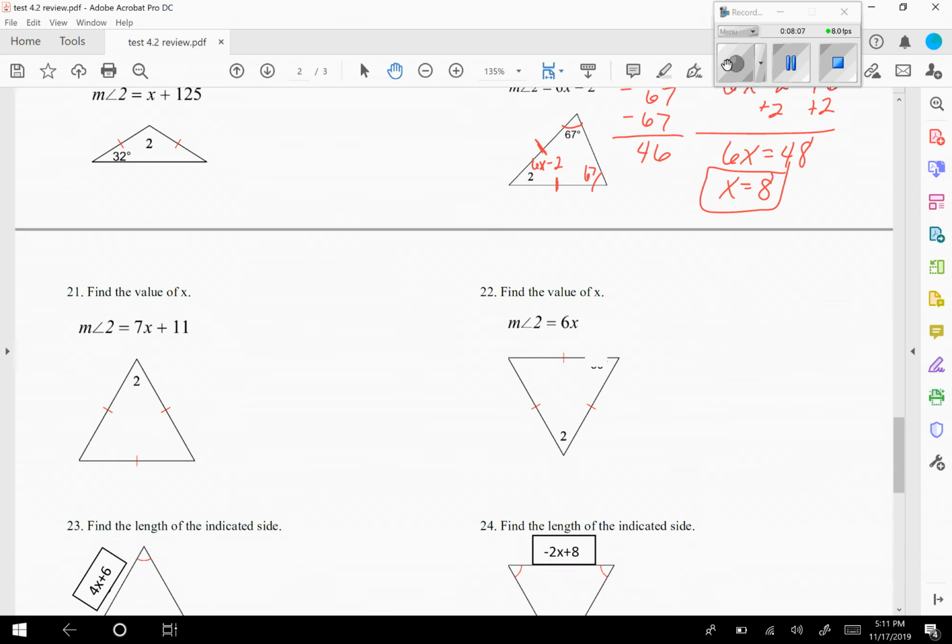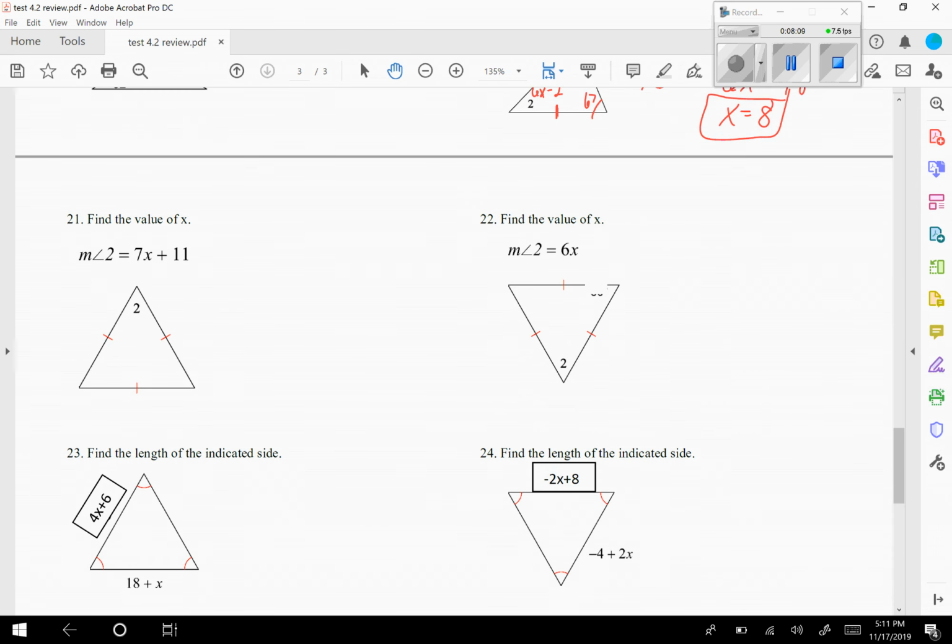All right, question 22. It says find the value of x. Okay, we can see we have an equilateral triangle here. So automatically you should know that all three angles are 60 degrees. Okay, but we know angle 2 is 6x. So we have that 6x is equal to 60. So divide by 6, so x is 10.